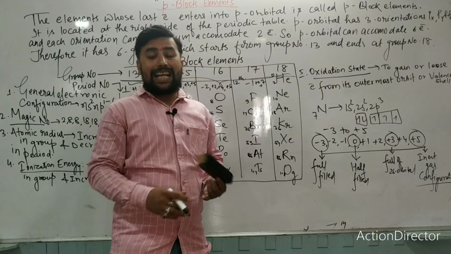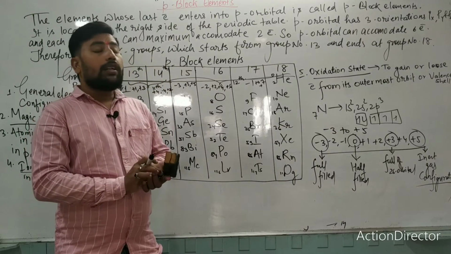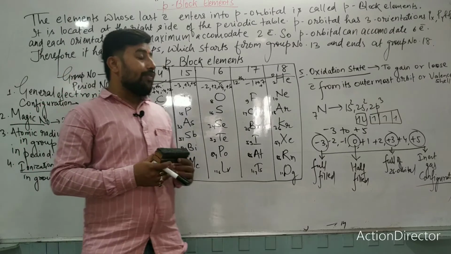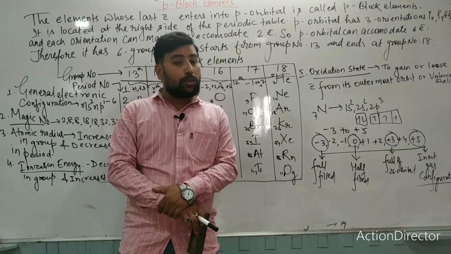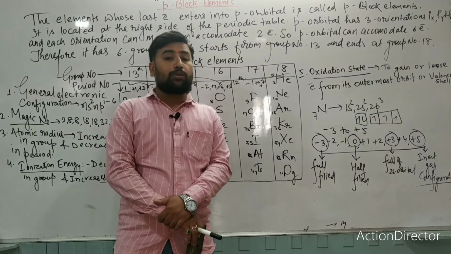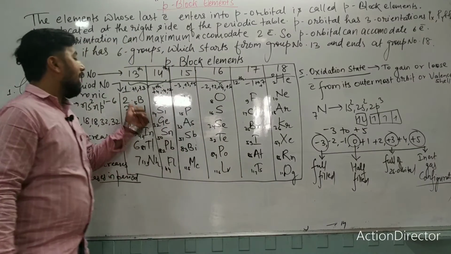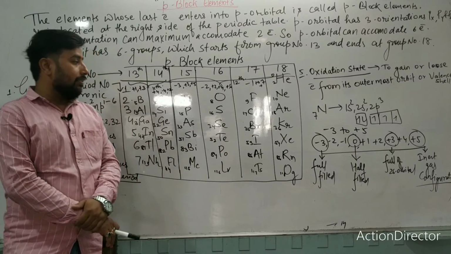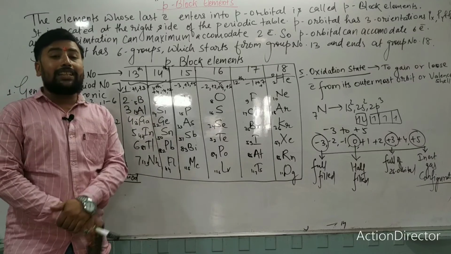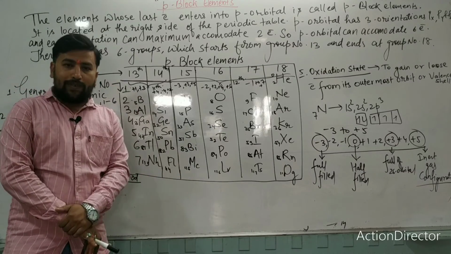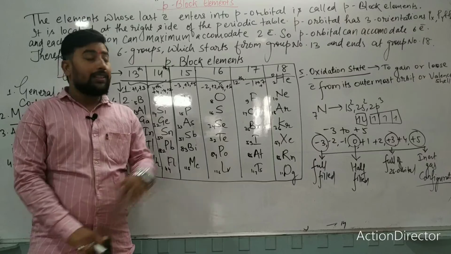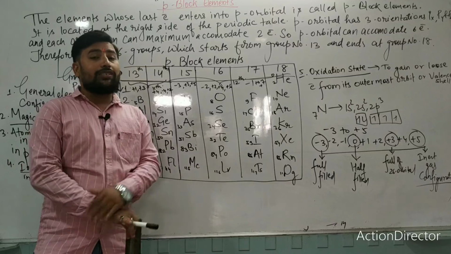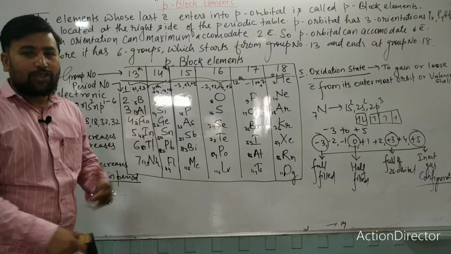So you can understand for any element what its stable electronic configurations and oxidation states are. By gaining or losing electrons from its outermost orbit, it gives you the confirmation about what the stable oxidation states are. Already I have written here group number 13, 14, 15, 16, 17 and 18. Sometimes you must remember group number 13 is generally known as boron family, 14 carbon family, 15 pnictogens, 16 chalcogens, 17th halogens, and 18 noble gas or inert gas.